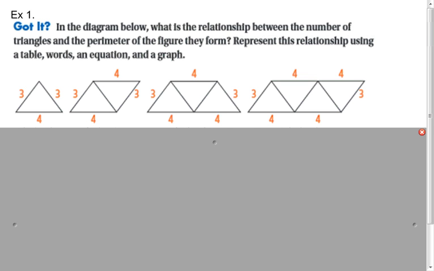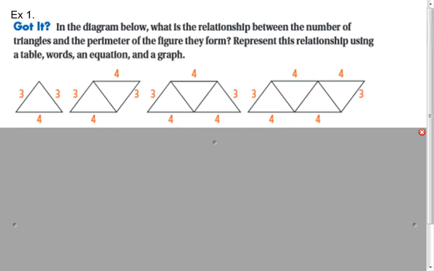Here's example 1. Now there's lots of pieces to this problem, so follow along, pay attention. In the diagram below, what is the relationship between the number of triangles and the perimeter of the figure that they form? Remember, perimeter is distance around the outside. It says represent this relationship using a table, words, an equation, and a graph. So lots of stuff that it's asking us for here.